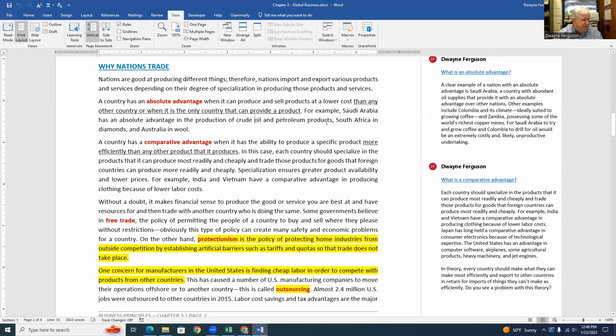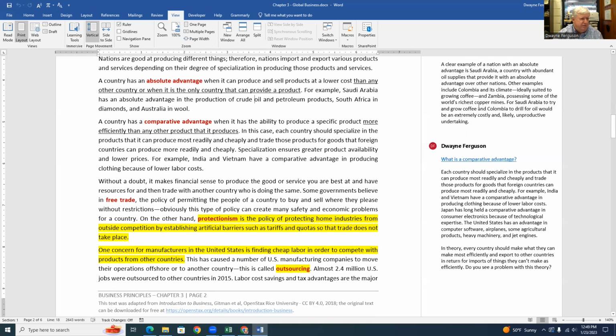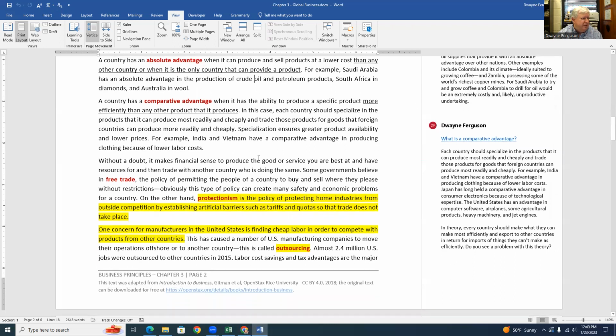But anyway, I gave you some other examples like South Africa produces diamonds, Australia produces wool. Anyway, if you produce something better than any other country, you have an absolute advantage. Okay, and I gave you some more examples over here of countries that have an absolute advantage. Then it gives you the definition of a comparative advantage.